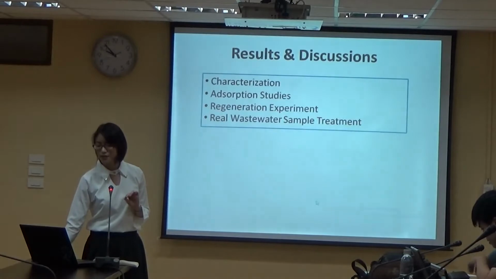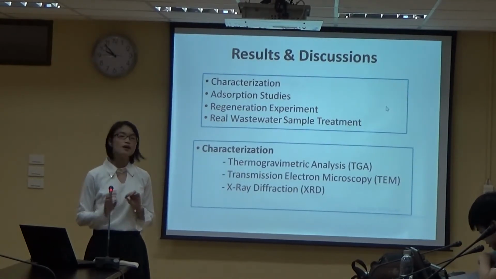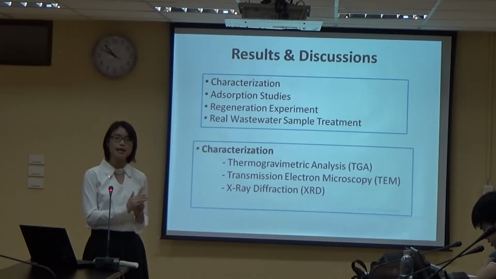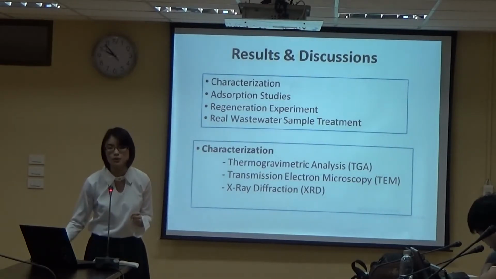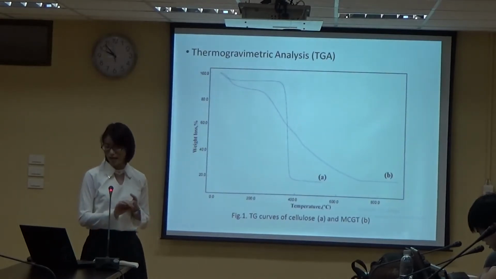And these are the results and discussions. For the characterizations, we use three pieces of equipment, which are TGA, TEM, and XRD, to confirm the success of cellulose modification. So let's see the curve for the TGA.